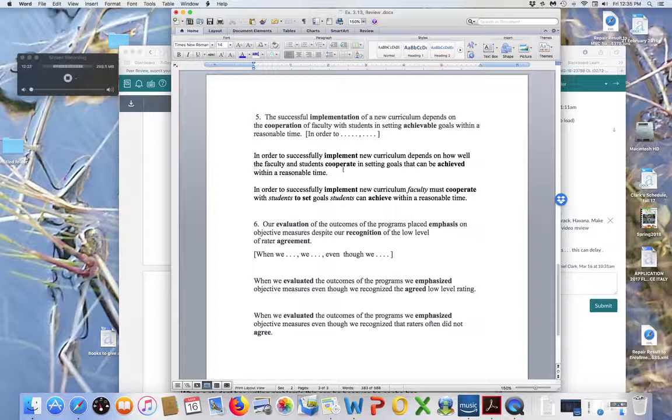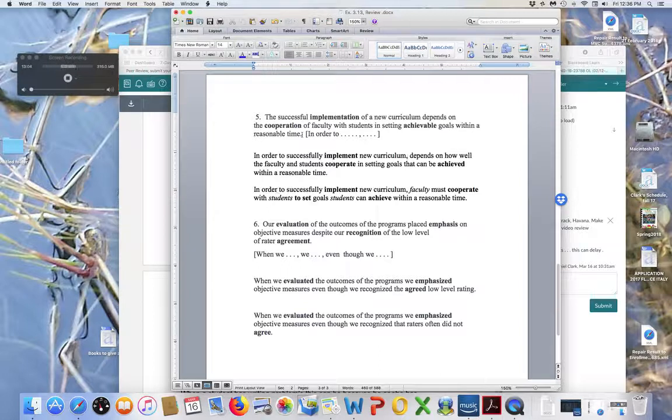Let's just look at the rest of this. Cooperate in setting goals that can be achieved. Yeah, that's pretty good. So what did I do here? I kept the in order to, and then I broke up my characters and put them in different places down here. So I said, in order to successfully implement new curriculum, faculty must cooperate with students. And by starting here, actually you could probably put a comma there, either there or here. By starting there with our character, with a subject, faculty, I don't have to use that depends because I've already set it up with the in order to.